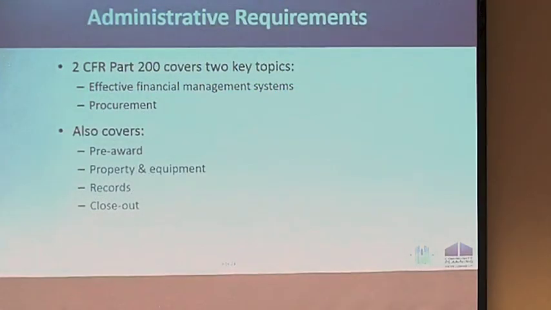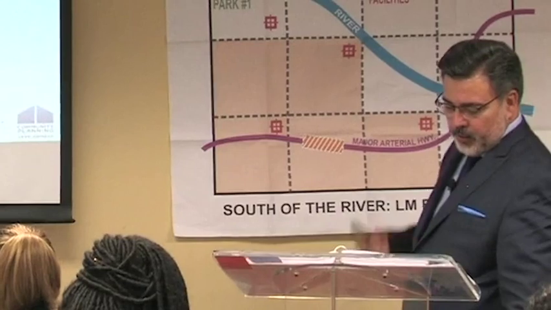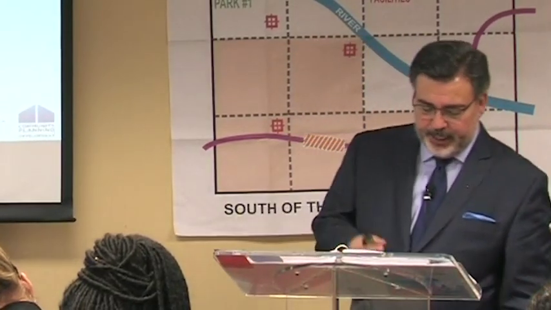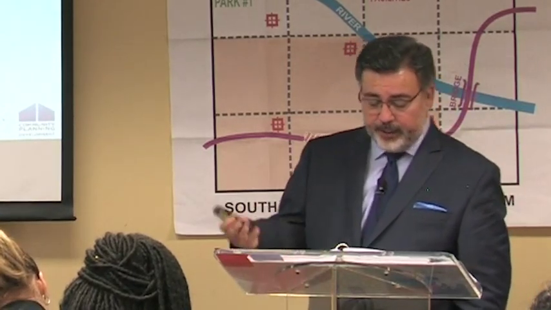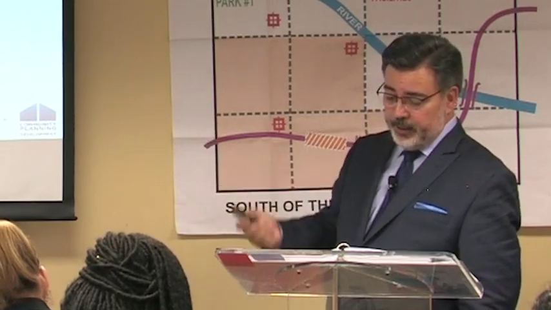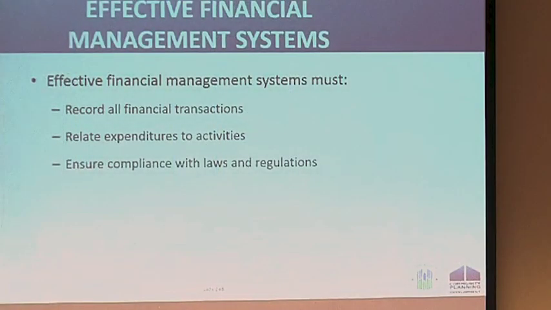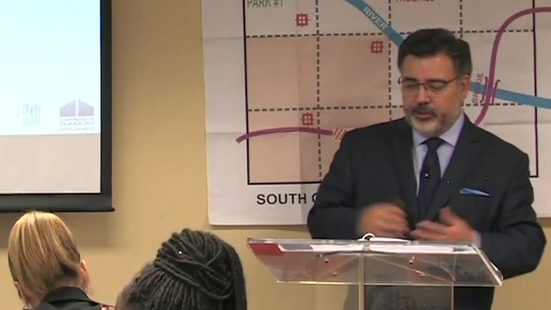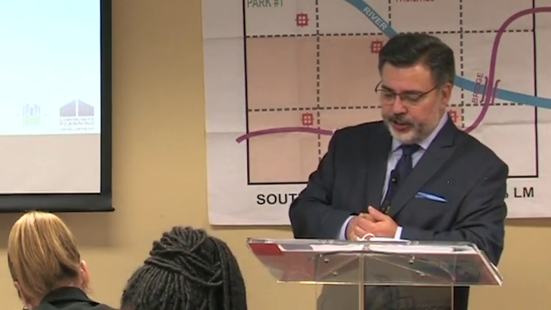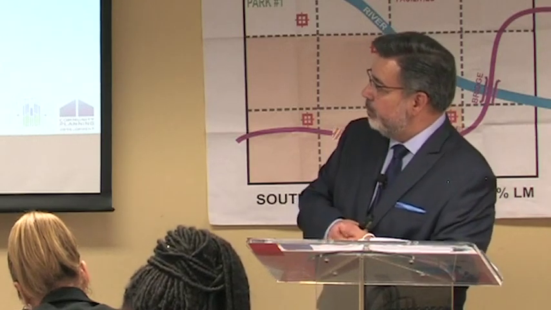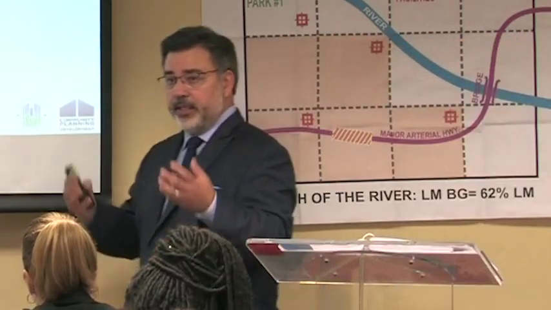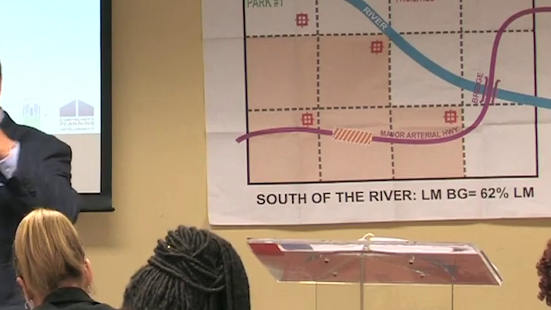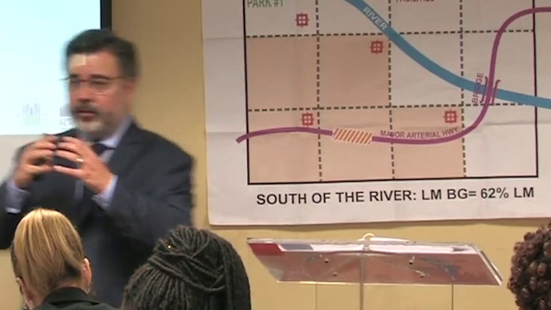Additional administrative requirements. Again, you must follow 2 CFR Part 200. We're looking at two main topics: financial management standards, and procurement, okay, plus others, including records management, closeout, property and equipment, etc. So you want to make sure you have records of all financial transactions, relate expenditures to activities, and ensure compliance with laws and regulations. And on this one, relate expenditures to activities in IDIS. Remember, this all has to match, okay? Very, very important process.